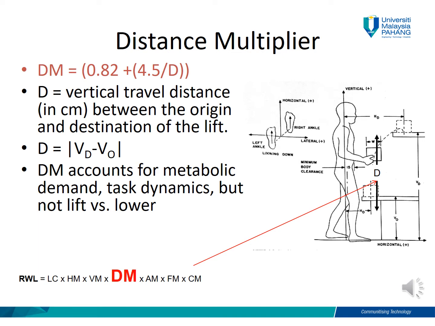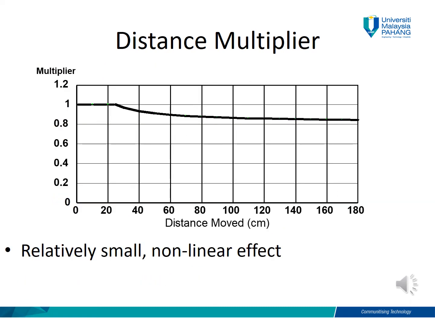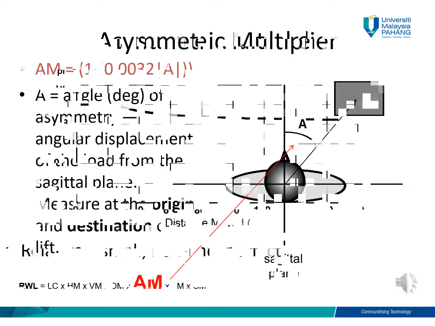DM accounts for metabolic demand, thus it is dynamic but not lift versus lower. Here is the distance multiplier graph for your reference.